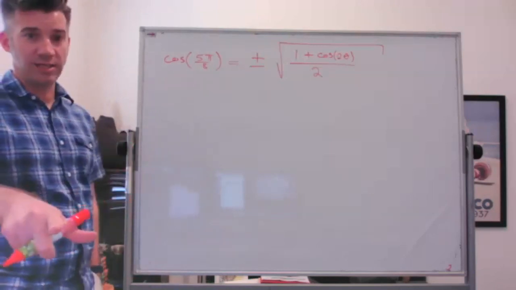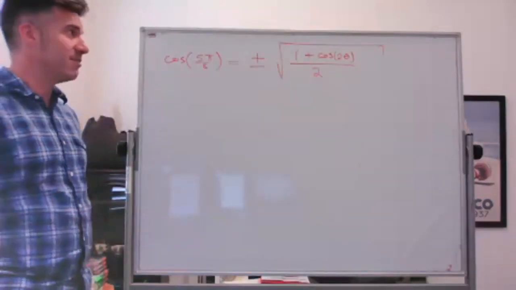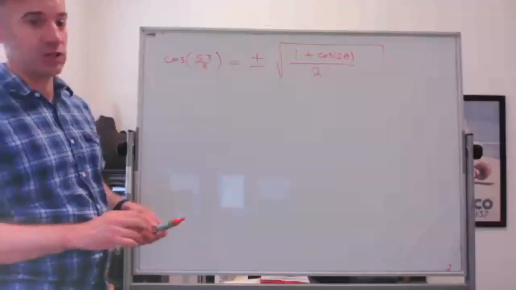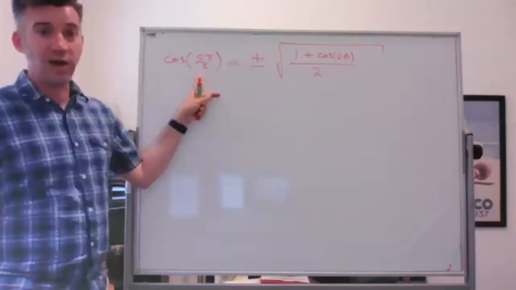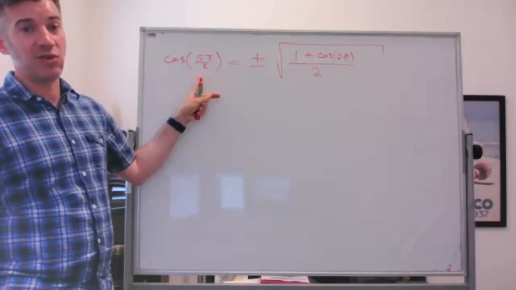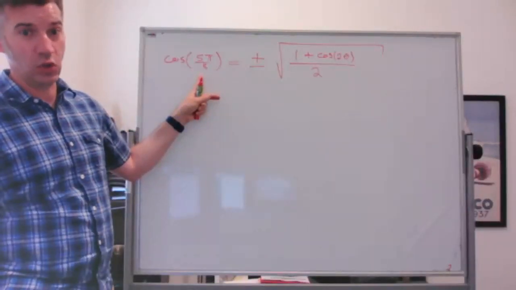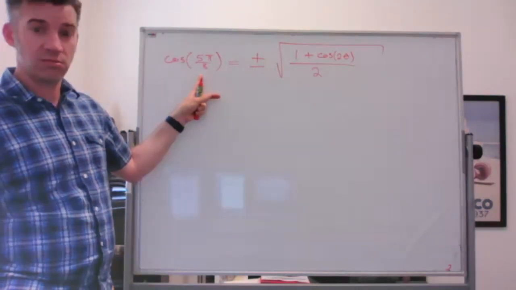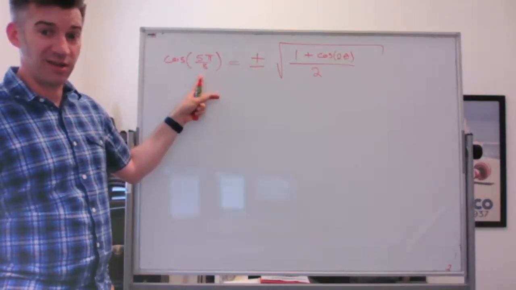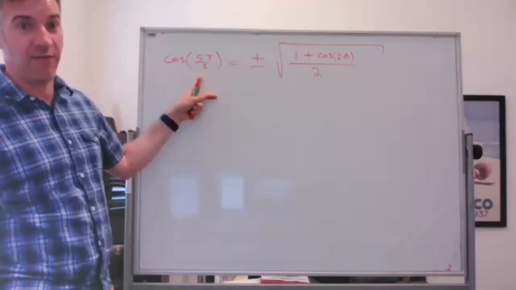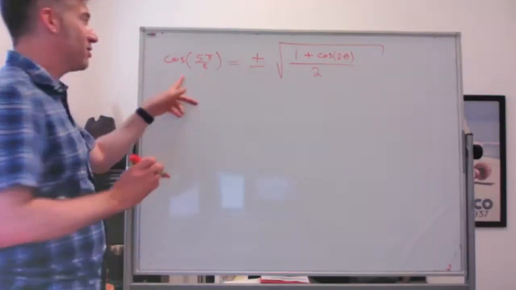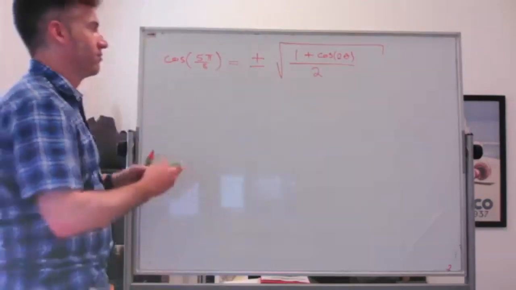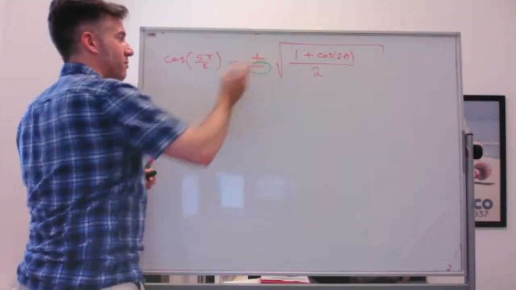Okay, let me ask you guys, is it positive or negative? Well, actually, let me ask you a different question. 5 pi over 8, is that angle in quadrant 1 or quadrant 2? Quadrant 2. Definitely. It's a little bigger than half of pi. So our angle is in quadrant 2, and cosine is negative.